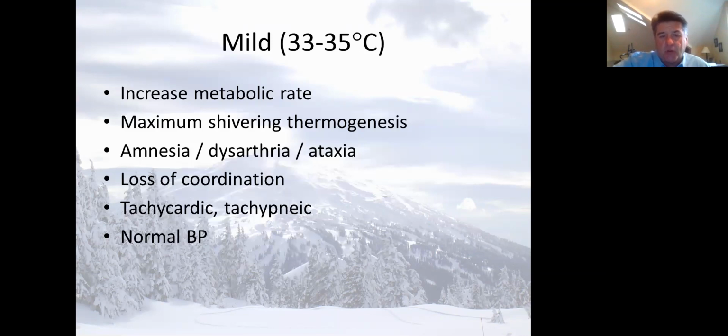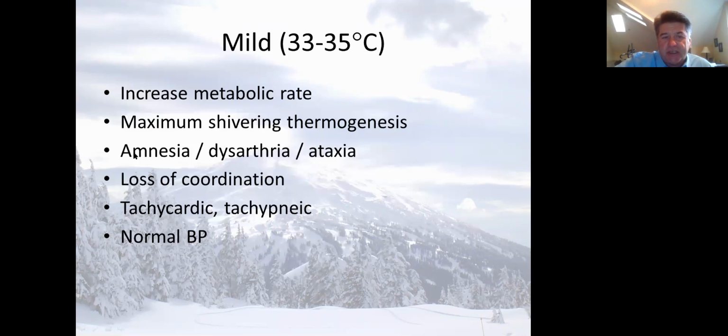Dysarthria is a fancy word for having difficulty talking, or ataxia, that's a fancy word for stumbling or losing your balance. You begin to lose coordination. You can get tachycardic and tachypneic, meaning your heart's going fast and you're breathing fast. Normally, you have a normal blood pressure. So in this very first phase, your body's already starting to shut down on the outside.